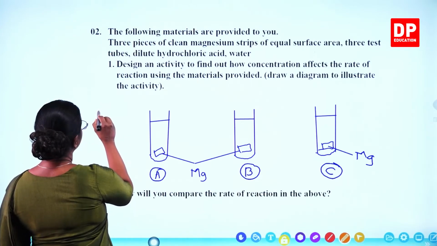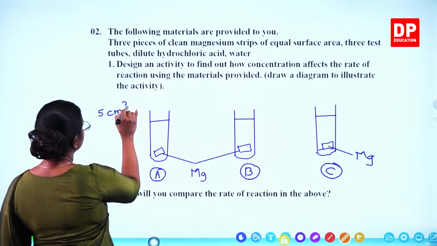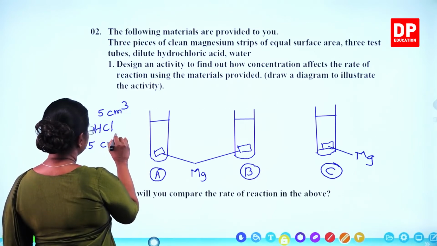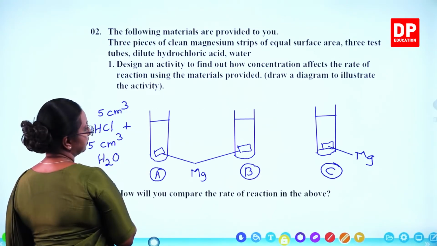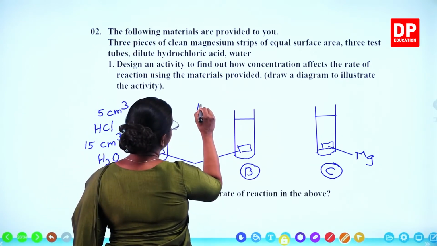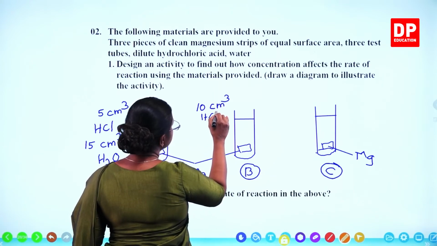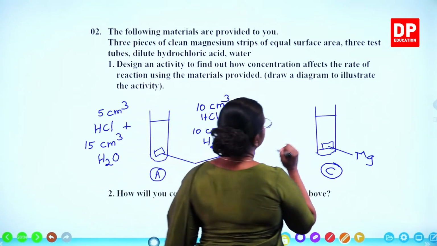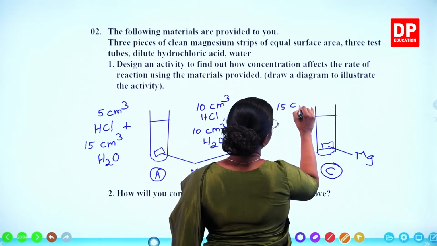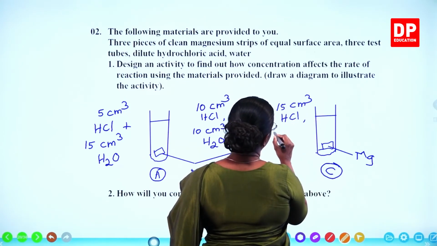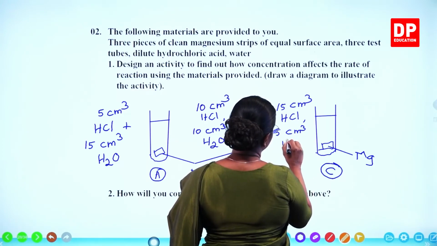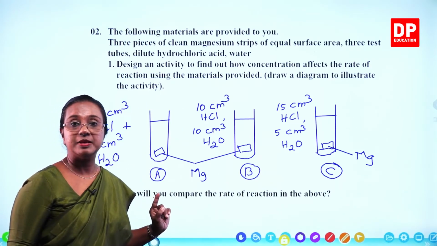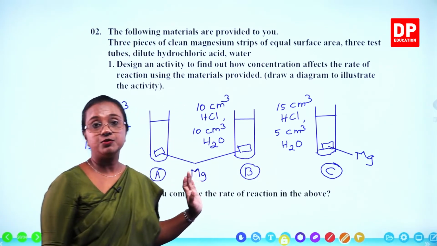In A, you can have 5 centimeter cube HCl and 15 centimeter cube water. Then here I will have 10 centimeter cube HCl and 10 centimeter cube water. This one 15 centimeter cube HCl and 5 centimeter cube water. So the total volume 5 and 15, 20 centimeter cube. Here 10 and 10, 20, 15 and 5, 20.